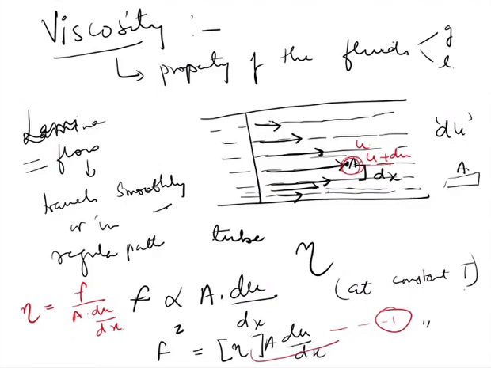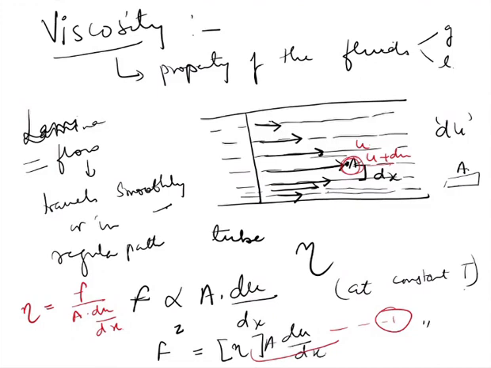In terms of one unit area, you can define it. The external force required to maintain the velocity difference of 1 unit between two layers which are 1 unit apart, and the area of contact between them is 1 unit. Okay, good.